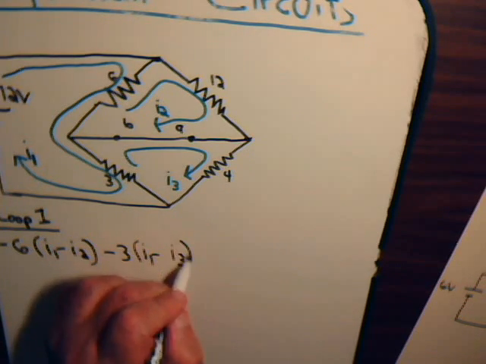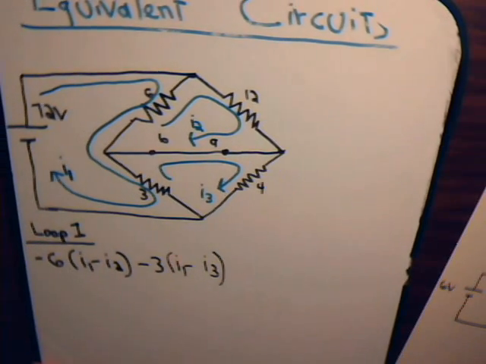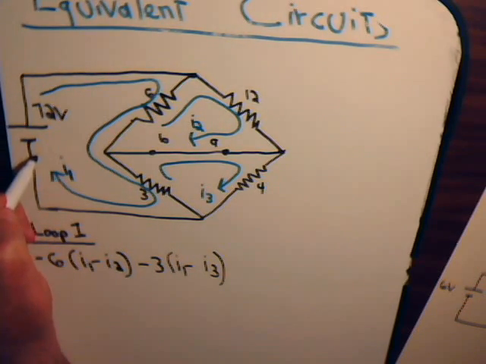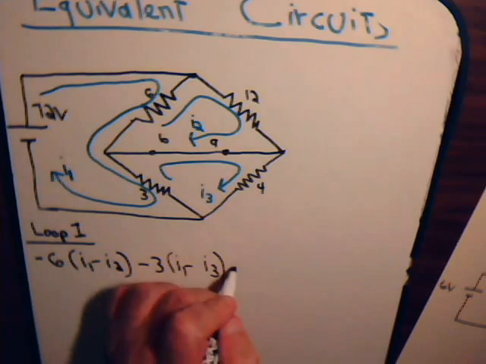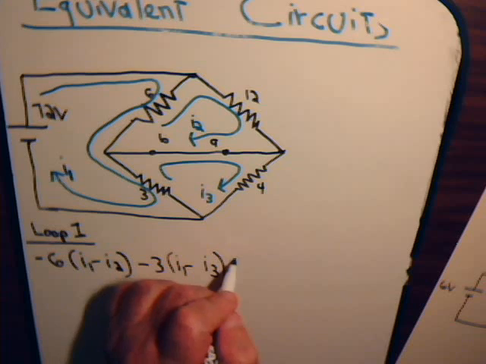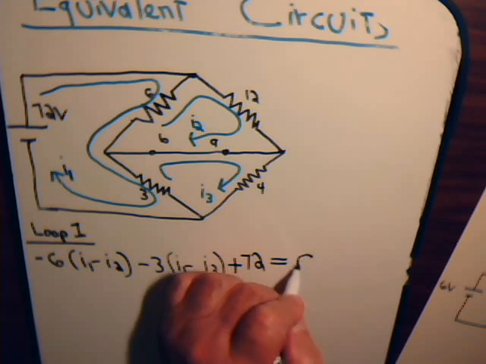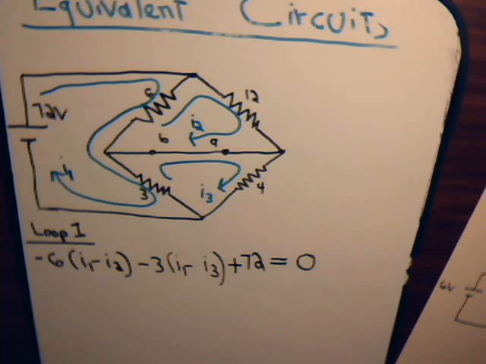for that voltage drop. Then here, the voltage drop, if you will, for the voltage source goes from minus to plus, not plus to minus, as we're doing for these resistors. So this is plus 72. And adding them all up by Kirchhoff's law comes out to 0.